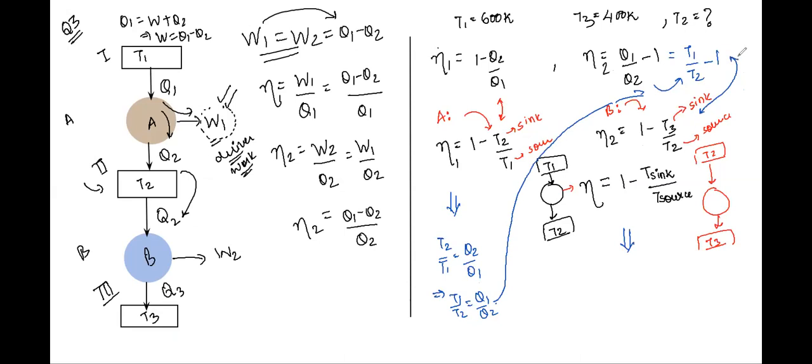All I'm doing is a simple play of algebra. So I get 1 minus T2 by T1 as the efficiency of the second engine, and by the general formula, this is also equal to 1 minus T3 by T2.